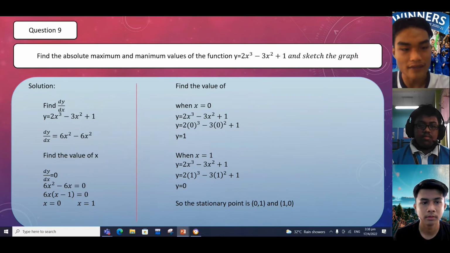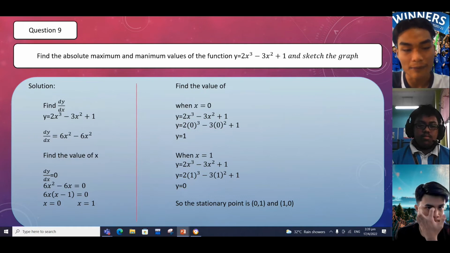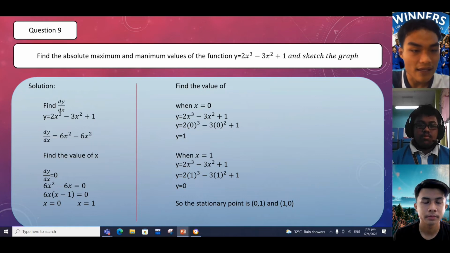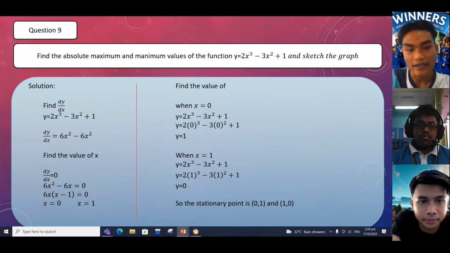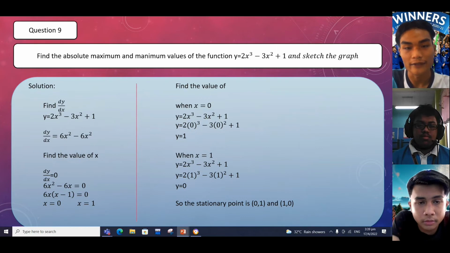Find the value of x. dy per dx equals 0. 6x to the power of 2 minus 6x equals 0. 6x bracket x minus 1 equals 0. So x equals 0 and x equals 1.